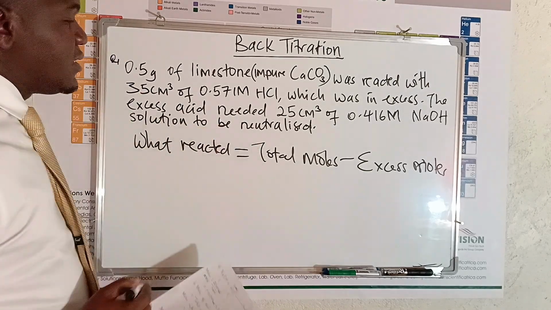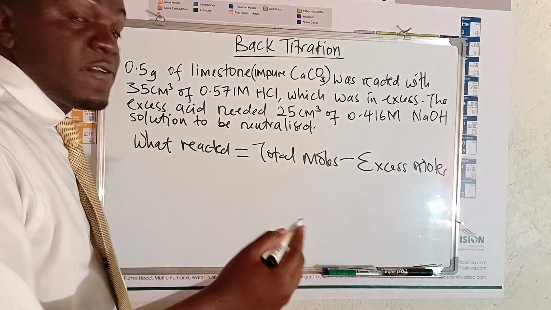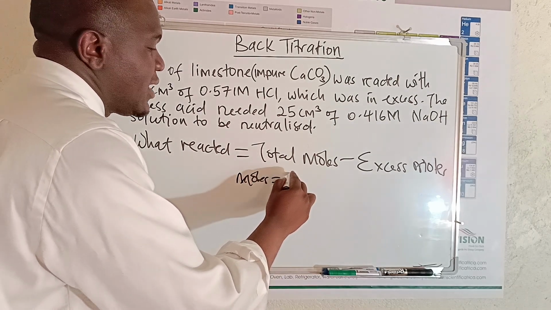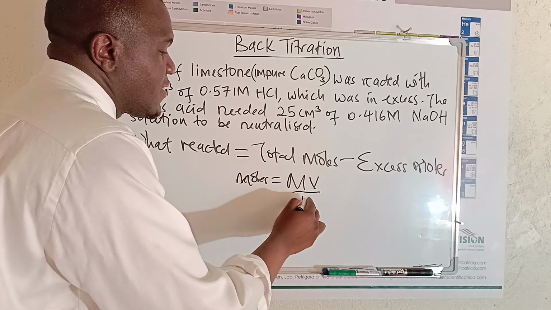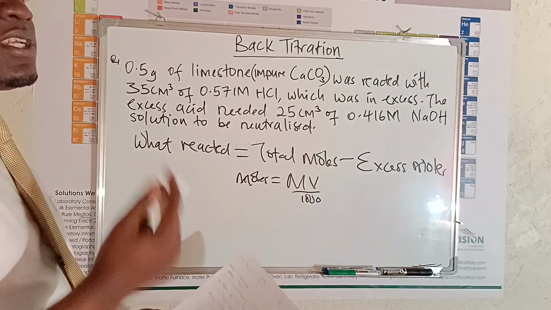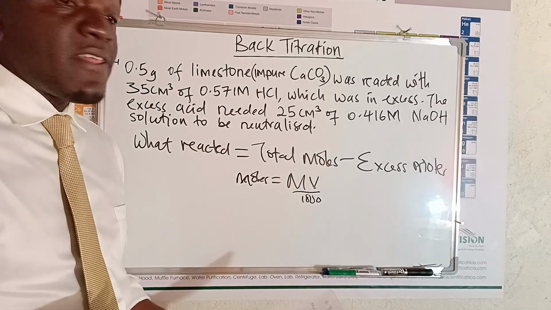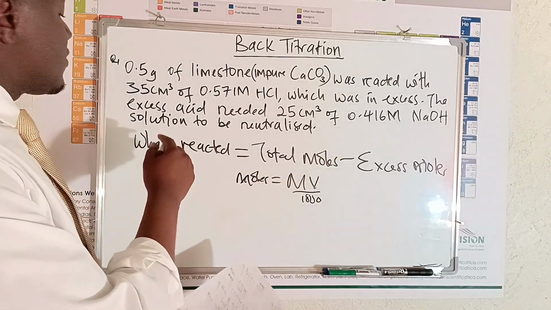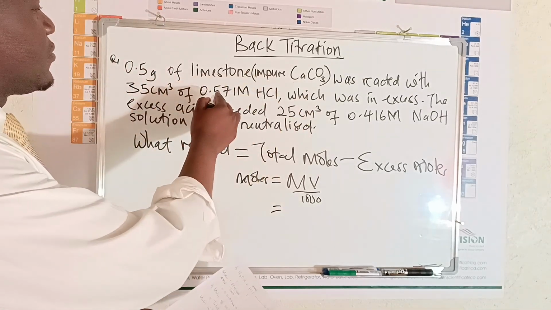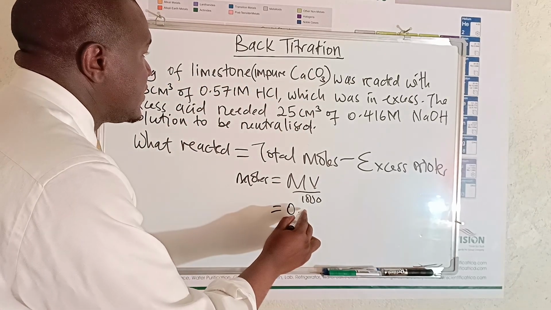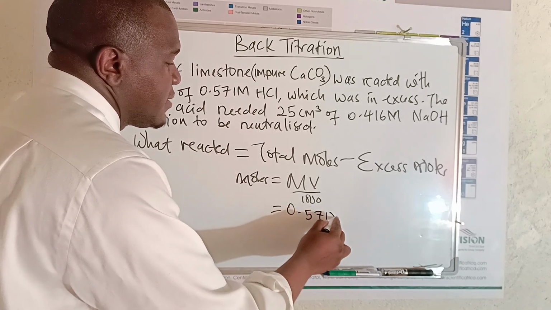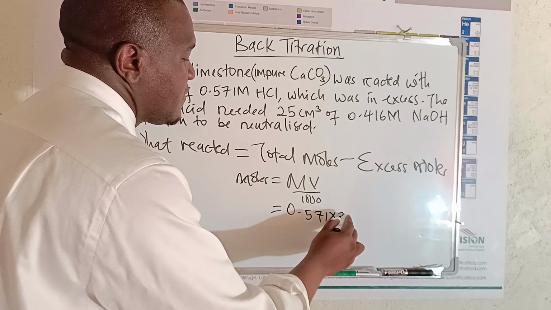So for the total moles in our case here, we still use the formula: moles is equal to molarity times volume over 1,000, because our volume is in cubic centimeter. If our volume was in liters, we would not have divided by 1,000. So in our case, we divide by 1,000 because of that. Now this is equal to the molarity, 0.571, times the volume that was poured, which is 35.